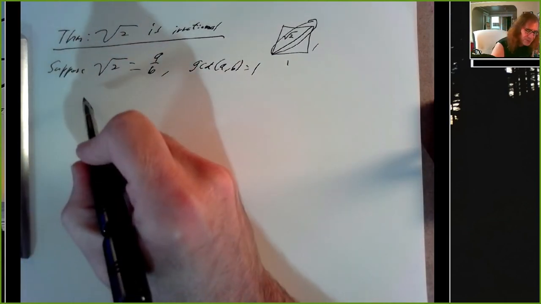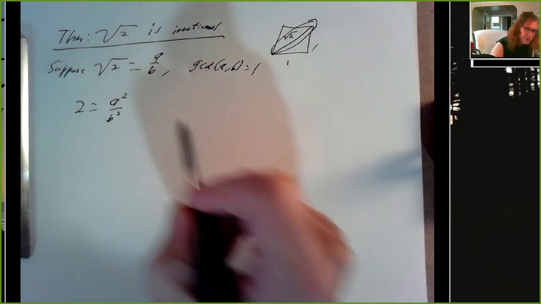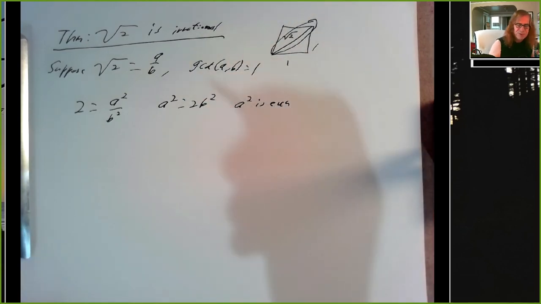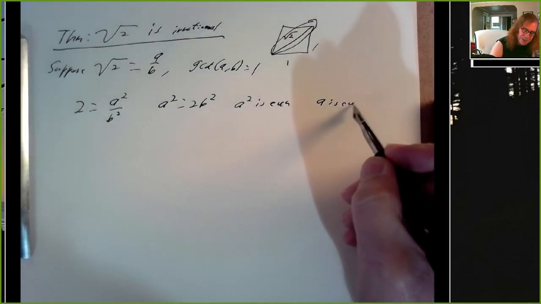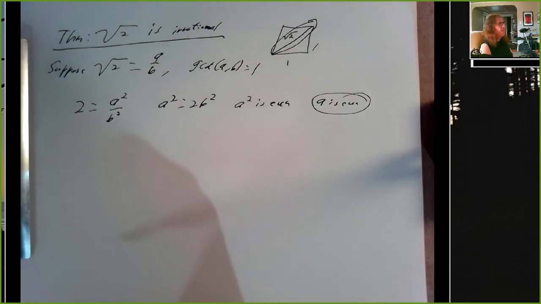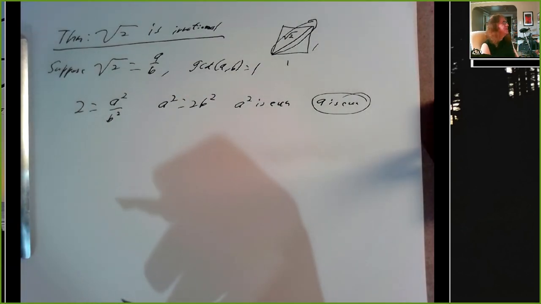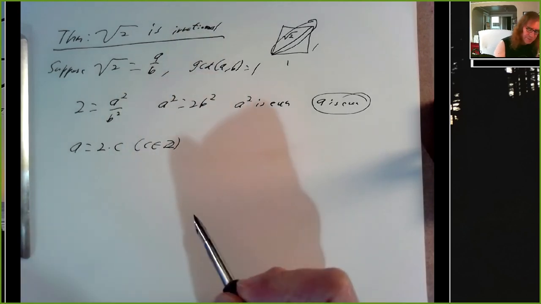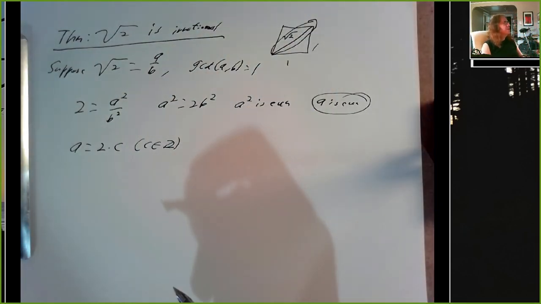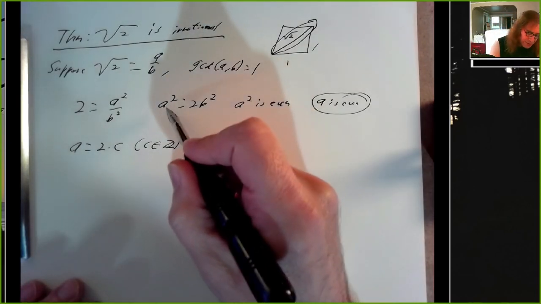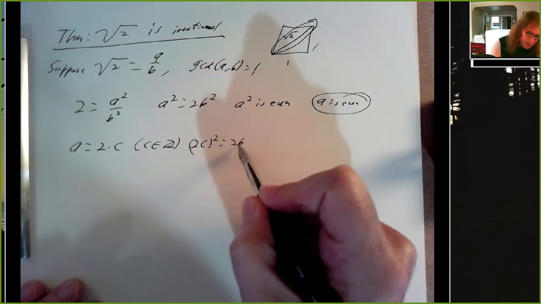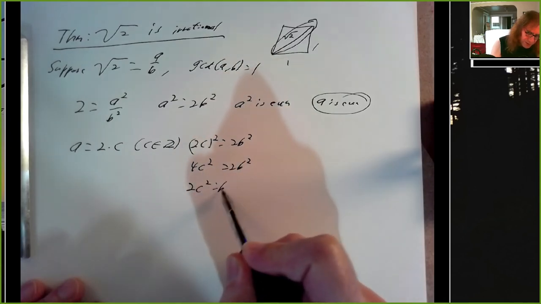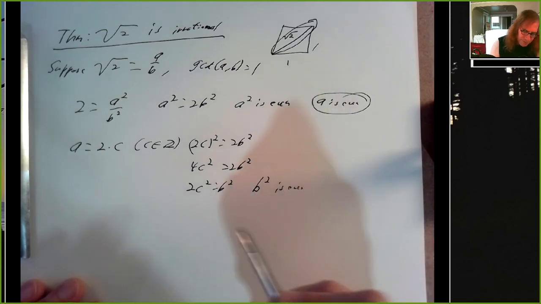So if the square root of 2 is A over B, you can square both sides. 2 is equal to A squared over B squared, which means A squared is equal to 2B squared, which means A squared is even. And we know from the proofs we've been doing on evens and odds that that means A is even. All right, so that's stuff we've done. Well, if A is even, we can write A equals 2 times C, where C is an integer. All right, and so 2B squared is equal to A squared, so 2 times C squared equals 2B squared. Well, 2C squared is 4 times C squared, that's 2B squared, divide by 2, 2C squared equals B squared. B squared is even, and therefore B is even.